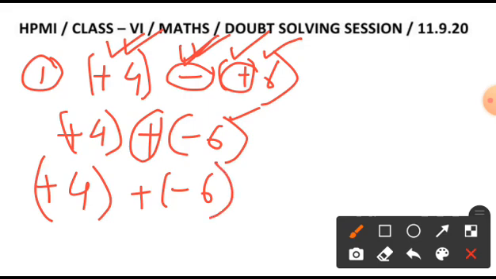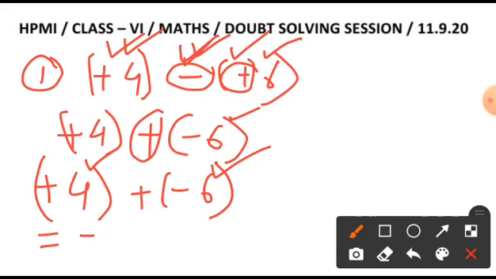Now you are adding two numbers of opposite sign. That means plus 4 you are adding with minus 6. Now children, remember the concept of adding the opposite numbers. What we will do? We will put the sign of the greater number. Here you can see that between 4 and 6, which is the greater number? Obviously 6 is the greater number. So we will write the sign of the greater number. So you can see that 6 is having minus sign. So we are writing minus.